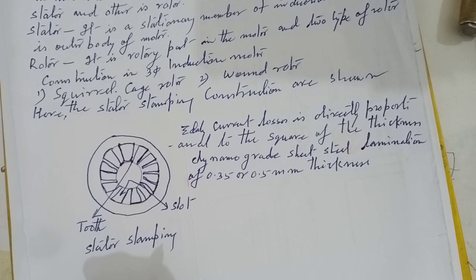Radial ventilation ducts are provided along the length of the stator core in order to improve the cooling. For every 6 to 8 centimeter length, a ventilation duct is provided by using spacer placed between lamination.